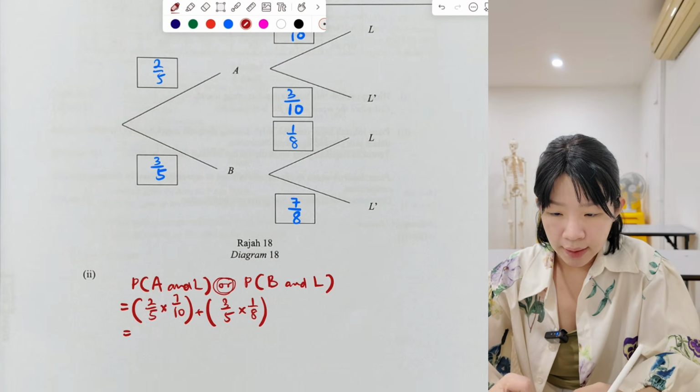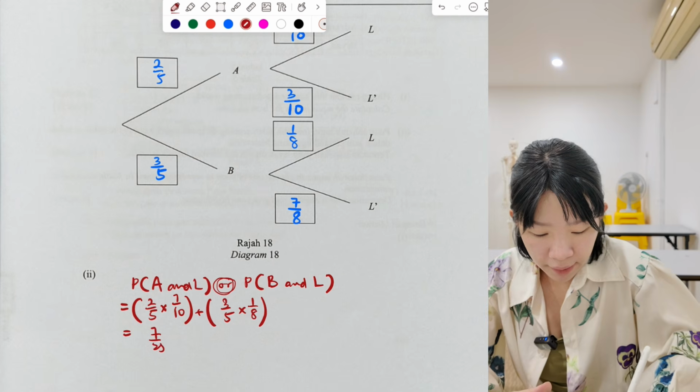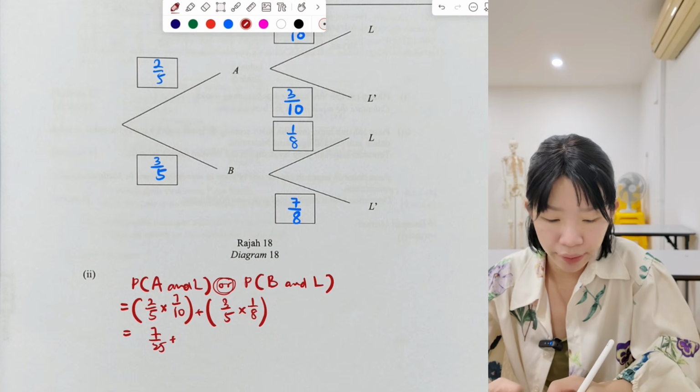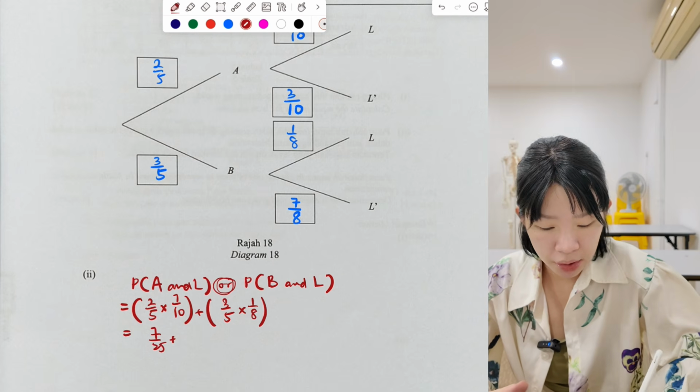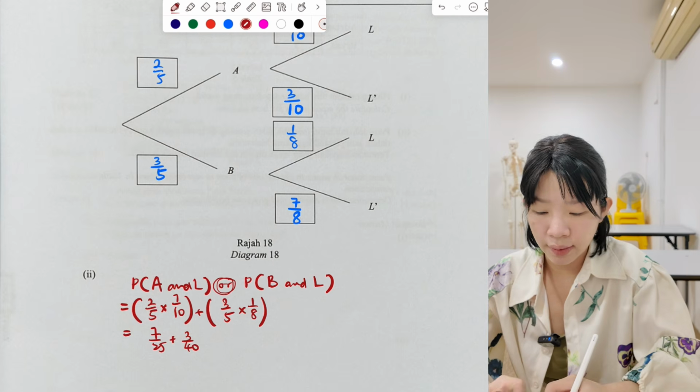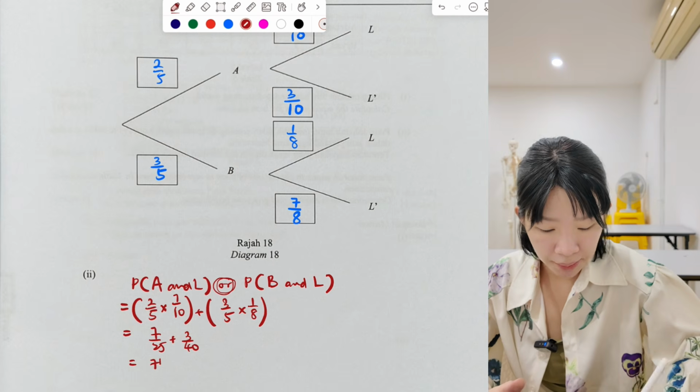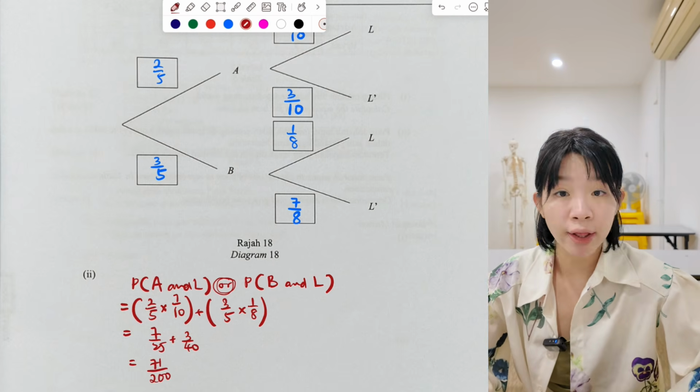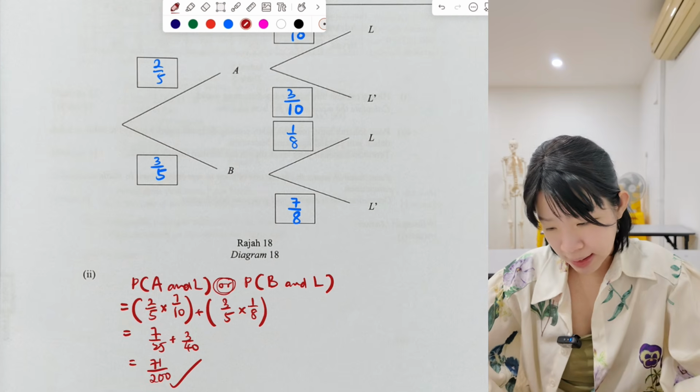2/5 times 7/10, here is 7/25. Plus 3/5 times 1/8, so this is 3/40. Add together: 71/200. That's it. Okay, let's move on.